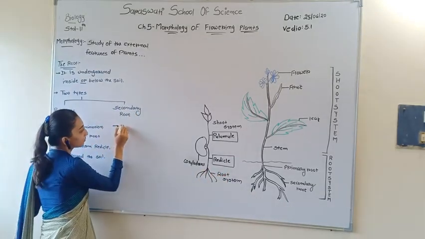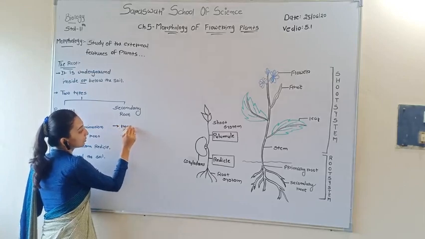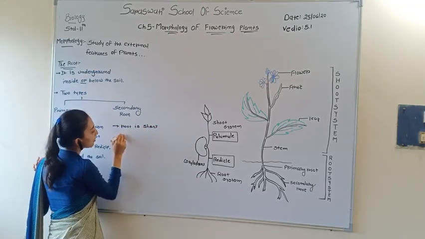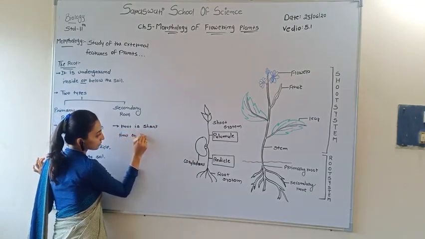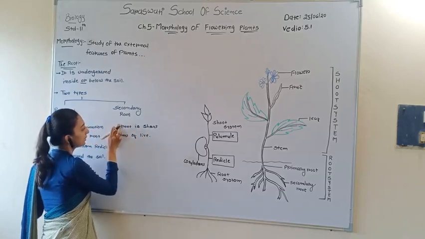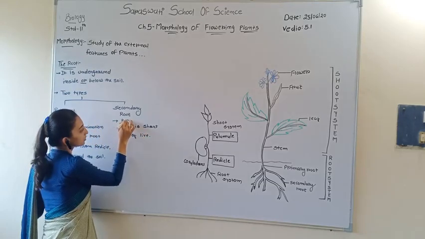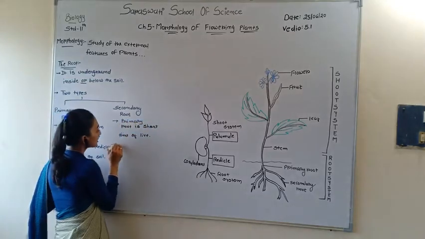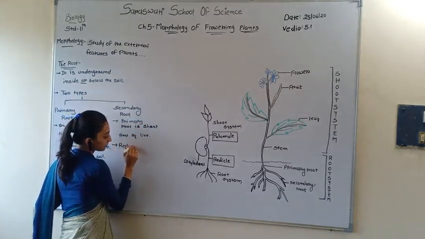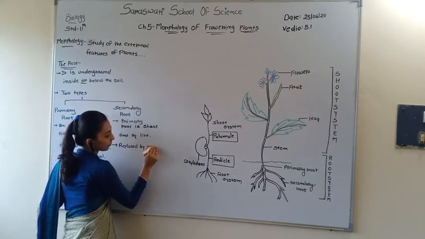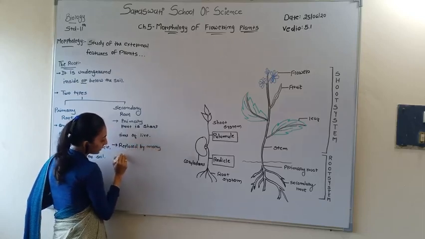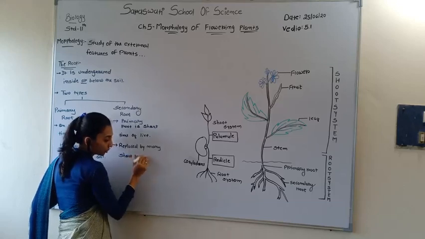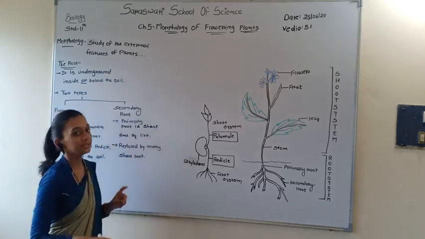But at some time, the root is short-lived. In some plants, the primary root is short-lived, so it is replaced by many short roots. It is known as secondary root.